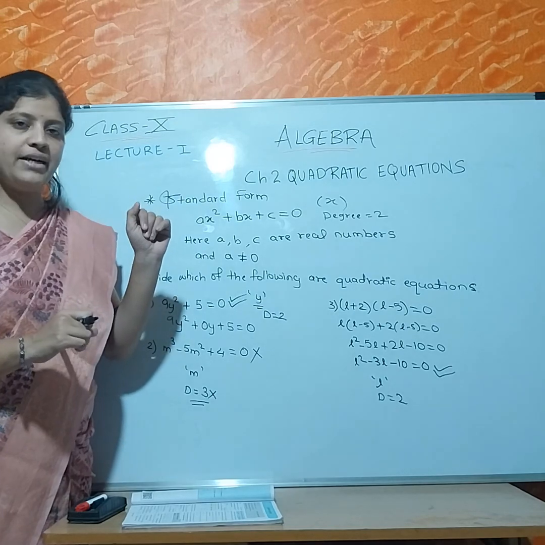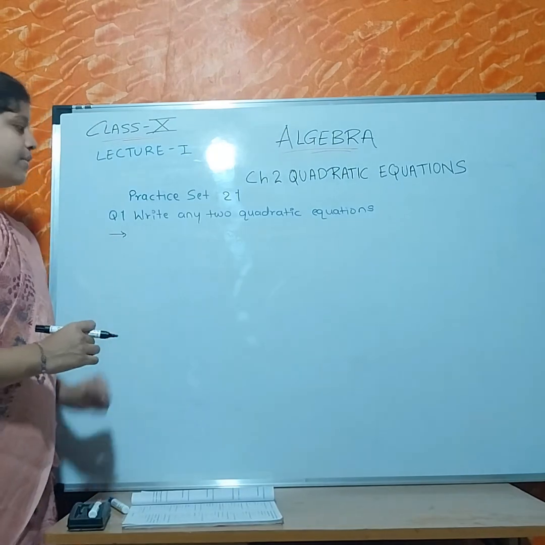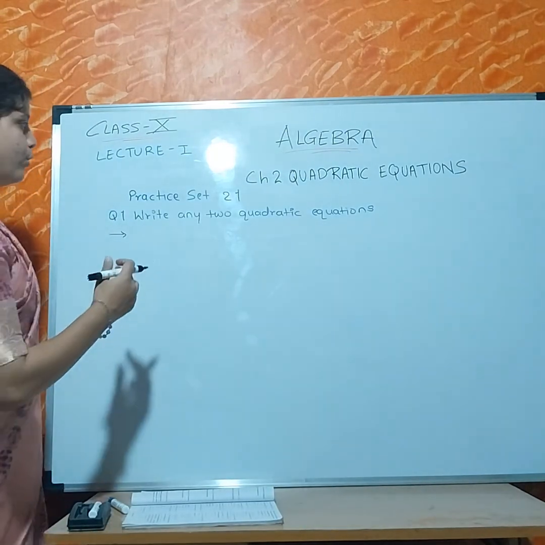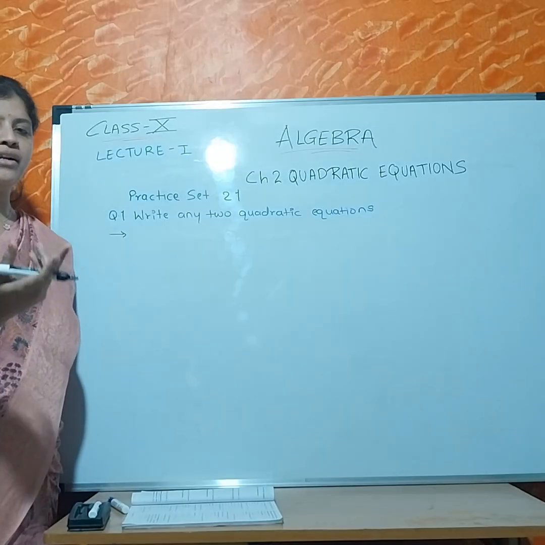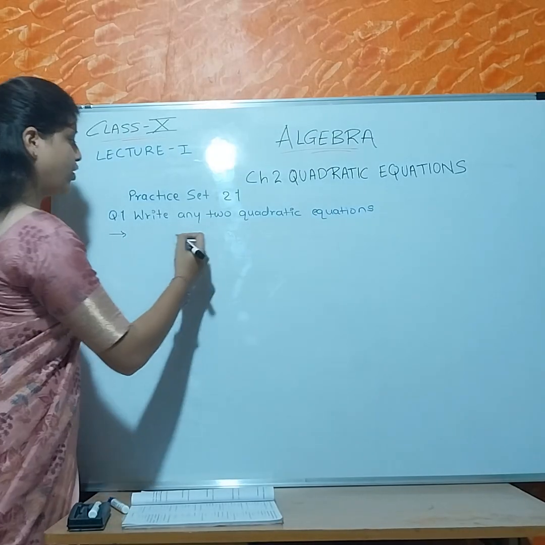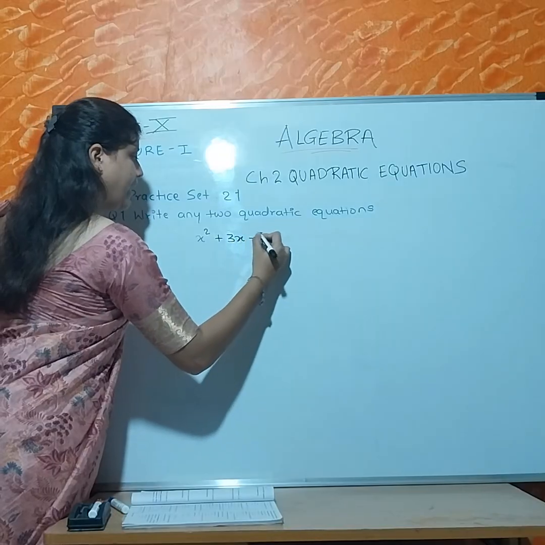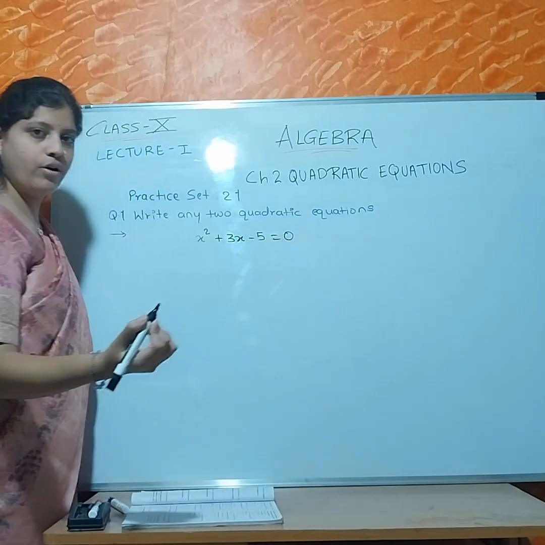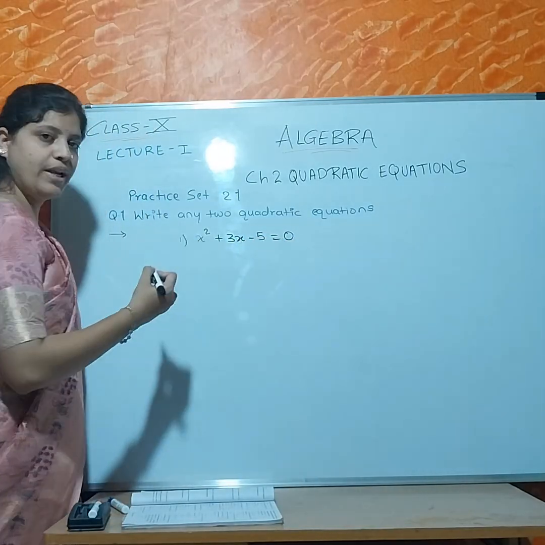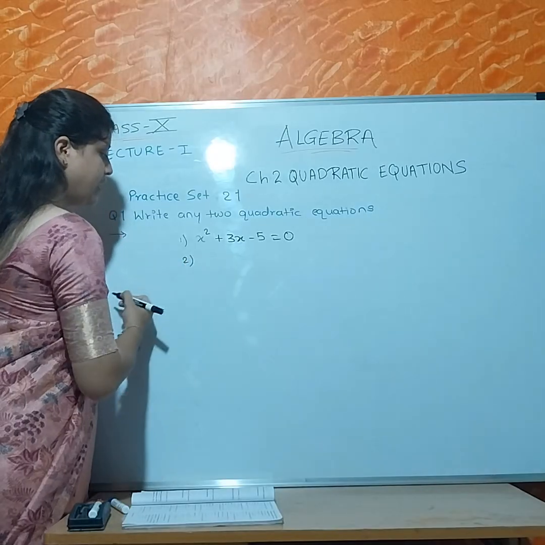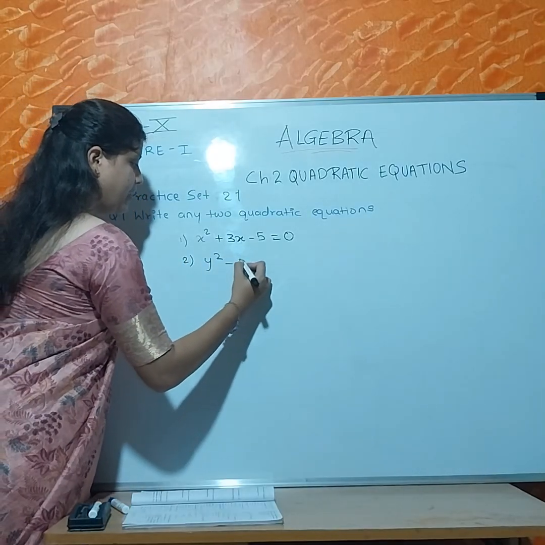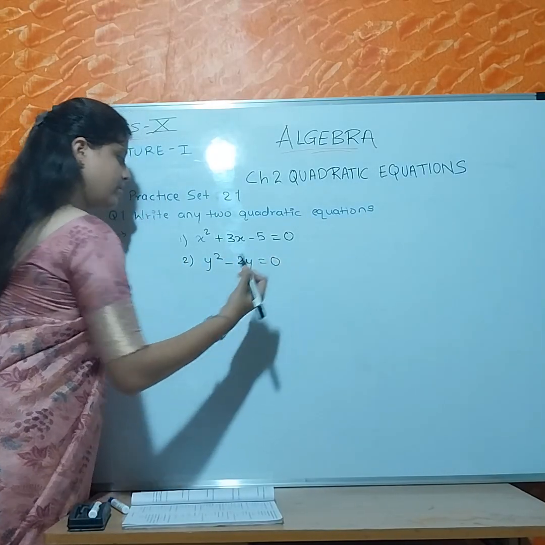Now we will start practice at 2.1. What is the first question? Write any two quadratic equations. So you can write any of the two quadratic equations. So first will be x square plus 3x minus 5 is equal to 0. This is one quadratic equation. This is one example. And also second one, y square minus 2y is equal to 0.